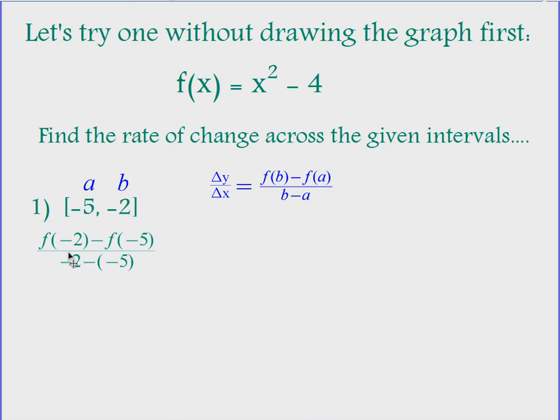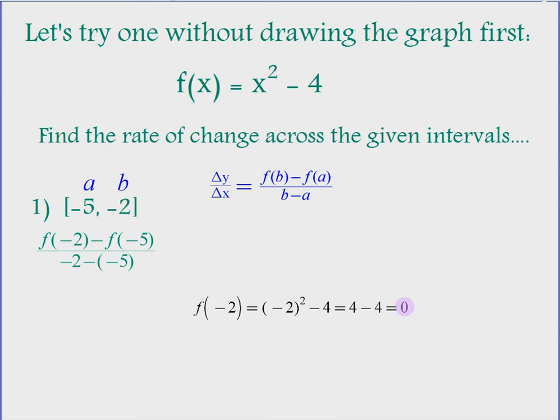To evaluate this, I need to evaluate my function at -2 and again at -5, so let's take care of that first. F of -2 means to take -2 and substitute it into our original function for x. So when I do that, I get -2 to the second power minus 4. -2 times itself gives me +4, and when I subtract 4, I get 0.